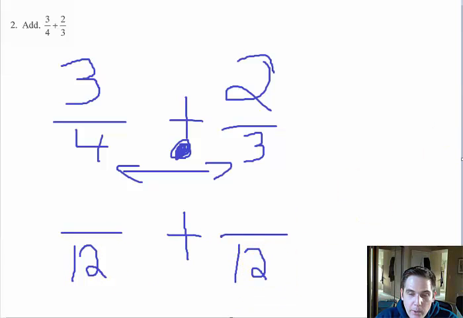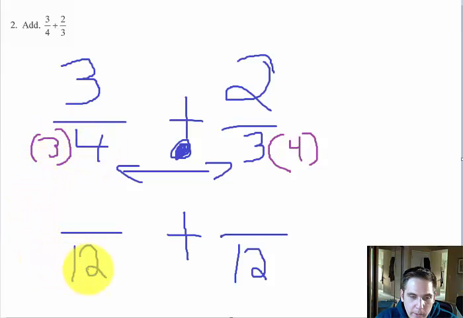Alright, so now what we have to do is think about over here. 3, what did we multiply 3 by? 4, right? So let's go ahead and put a 4 here. I want you to do this on your paper. Then the 4 over here, we have to multiply it by 3. Okay, I want you to write that on your problem. So 3 times 4 equals 12, and 3 times 4 equals 12.